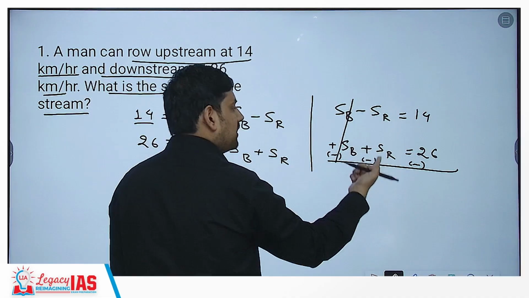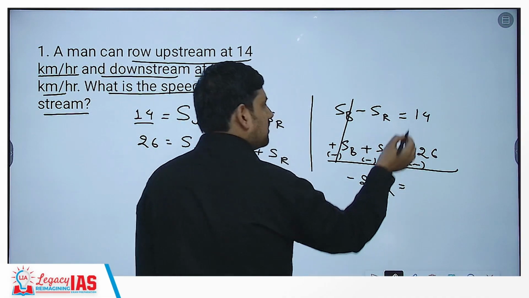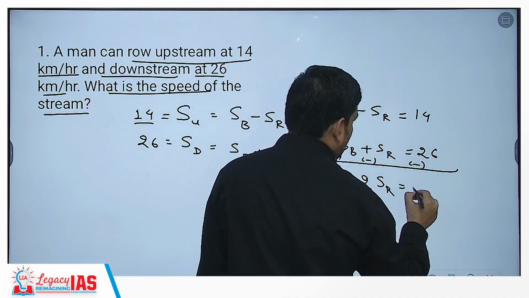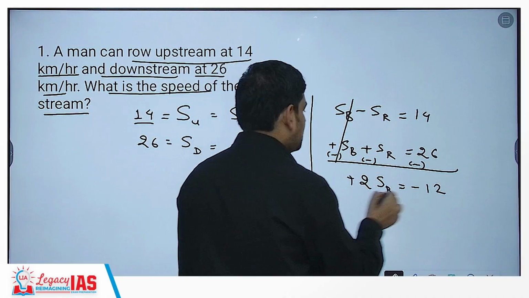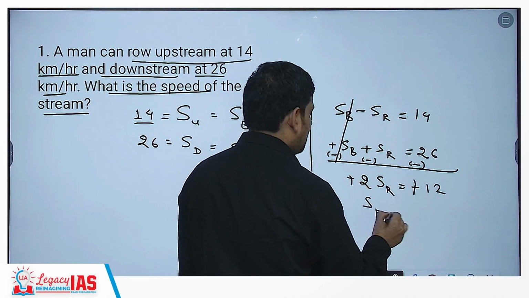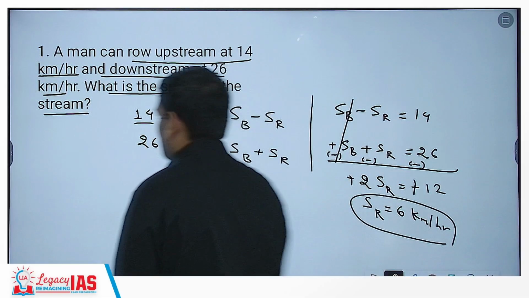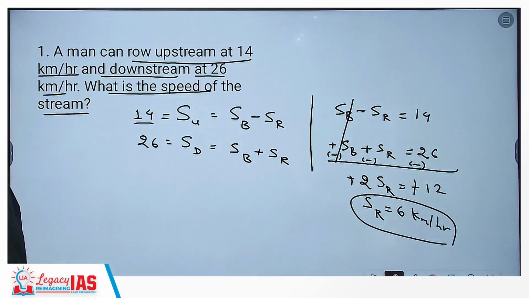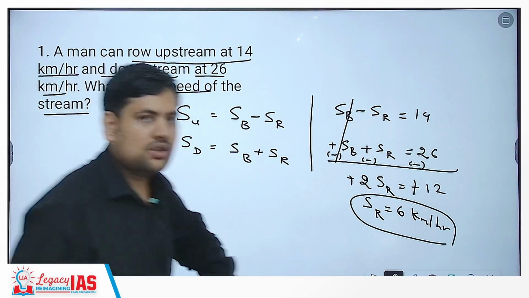Minus speed of river minus speed of river, that is minus 2 times speed of river, is equal to 14 minus 26, what is this, this is minus 12. Correct, minus minus you can cancel out, and the speed of river will come out to be 6 kilometer per hour. So the answer becomes 6 kilometer per hour. Now this is fine, this is what you can do using equations.